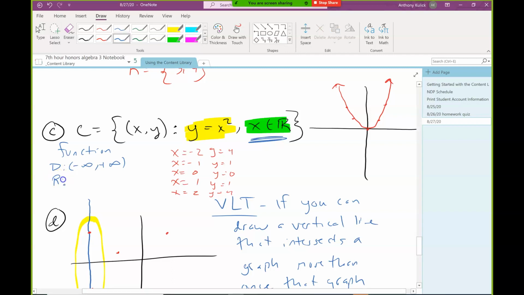The range, though, is not going to be the same as the domain here, right? What's the smallest y-coordinate we can have? 0. And what's the biggest? Positive infinity, because we have arrows that point up. We know the infinity gets a parenthesis. Should the 0 have a bracket or a parenthesis?